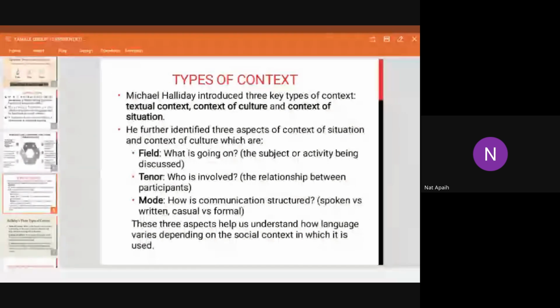Then we have the mode. The mode is how the communication is structured. What is the communication mode or channel being used by the two people? So that is the mode. Is it, for example, spoken or written? Is it casual or formal? What is the mode of communication? So these are the three aspects when we are talking about the context of situation. And these three aspects help us to understand how language varies depending on the social context in which it is used.